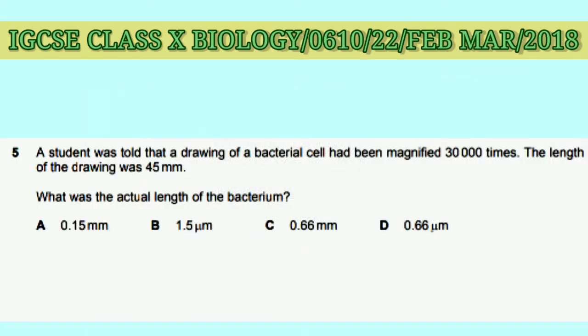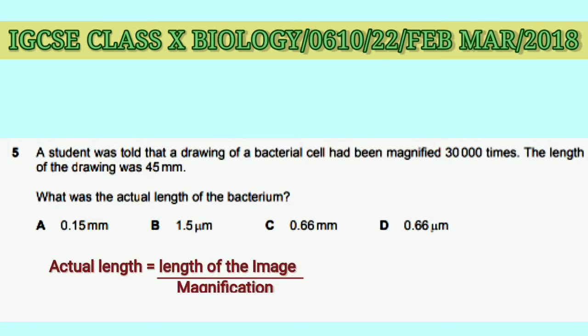Fifth question. A student was told that a drawing of a bacterial cell had been magnified 30,000 times. The length of the drawing was 45 millimeter. What was the actual length of the bacterium? Actual length is equals to length of the image divided by magnification. Here length of image has been given as 45 millimeter and magnification is 30,000. So we have 45 divided by 30,000.